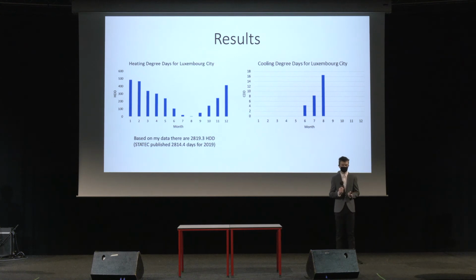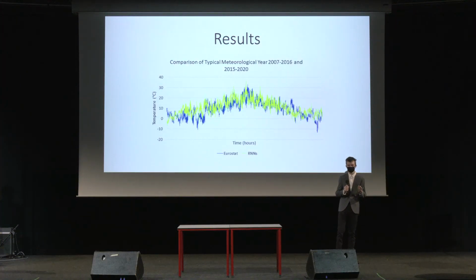As shown on the heating degree days graph, there is an estimate of 2,819 heating hours in a year. This value is very similar to the number published by Statec for the year 2019, which was 2,814. Comparison between the typical meteorological year published by Eurostat based on the years 2007-2016 and my results based on the years 2015-2020 shows that Luxembourg City is getting warmer even on such a short time scale. This can be seen as a demonstration of a global warming effect.